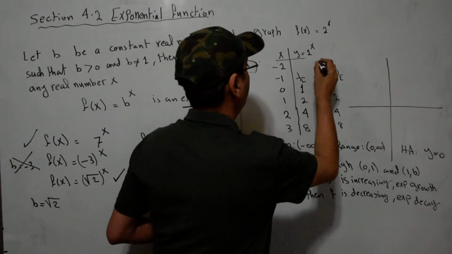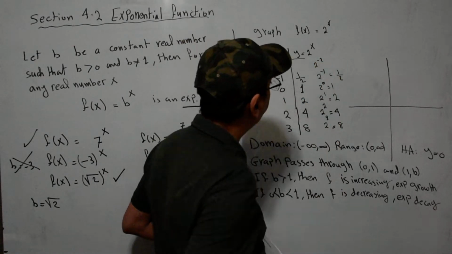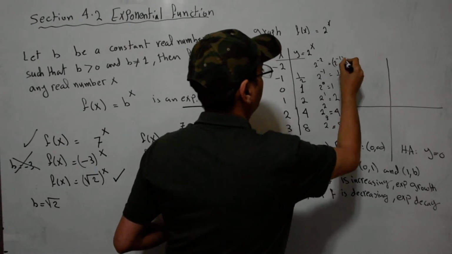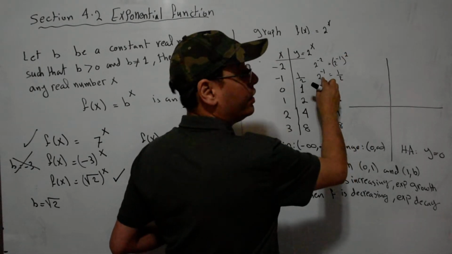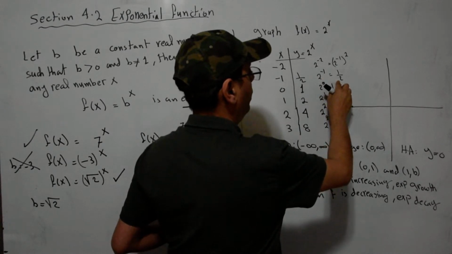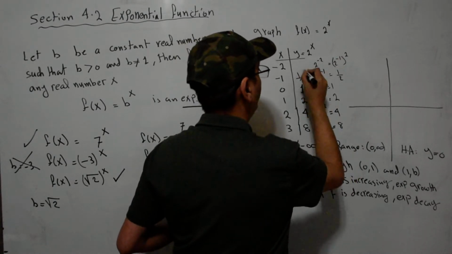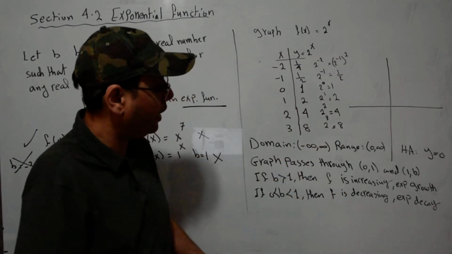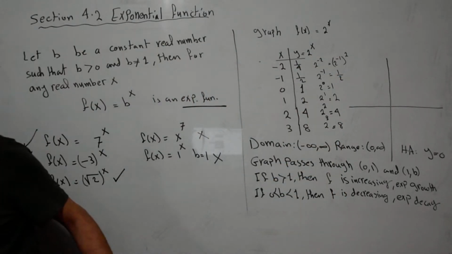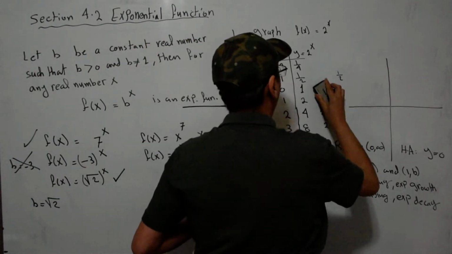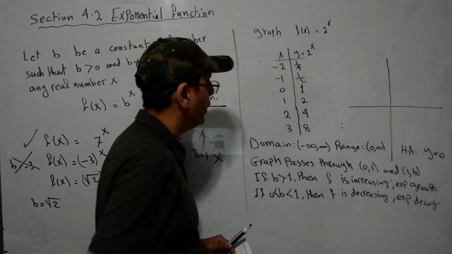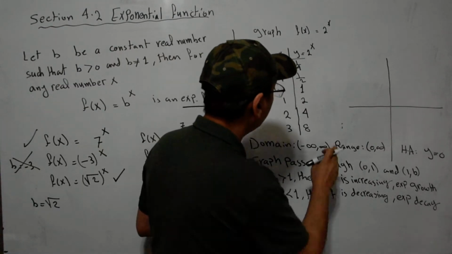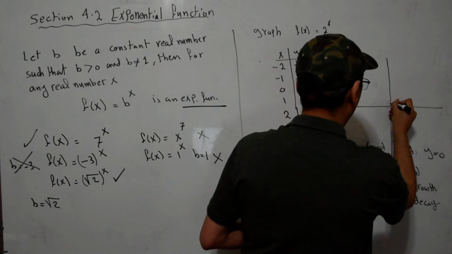Similarly, here I have 2 to the negative 2. I can rewrite this as 2 to the negative 1, squared, and 2 to the negative 1 is 1/2. So 1/2 squared is 1/4. I'm going to erase that so I have room for graphing the function. Okay, I hope that everything is clear so far. Okay, so let's graph this.